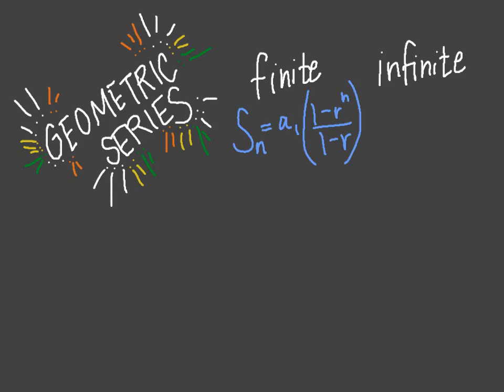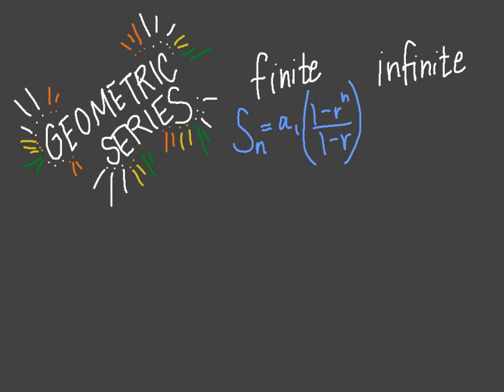So first, the finite formula is S sub n, which is saying the sum up through the nth term, sometimes called the nth partial sum, is equal to a sub 1, which is the first term, times 1 minus r to the n. N is whatever this number is. So if I ask you to find the sum of the first 10 terms, you would put in 10 for n, over 1 minus r.